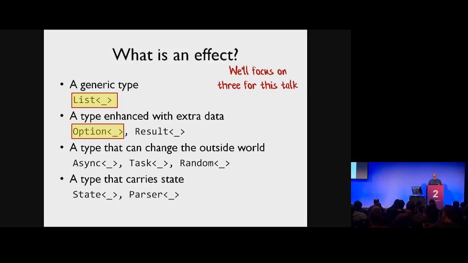I'm going to focus on three types in this talk to use as examples: list, option, and async. Hopefully everyone knows what a list is. The option type, if you're using Java, there's an optional type built in. Hopefully most people are familiar with the optional type of some kind. And the async type you can think of as like the task type. It's kind of similar. F# uses async and C# uses task.